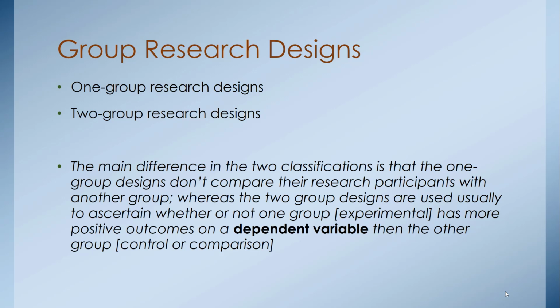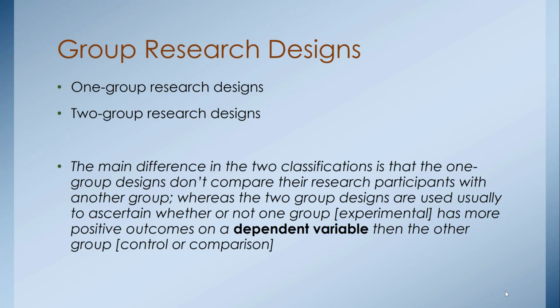And again, the main difference in the two classifications is that one group designs don't compare their research participants with another group. If you have a two group design, you can actually be comparing them with another group. Two group comparison, we're actually comparing groups on the dependent variable.